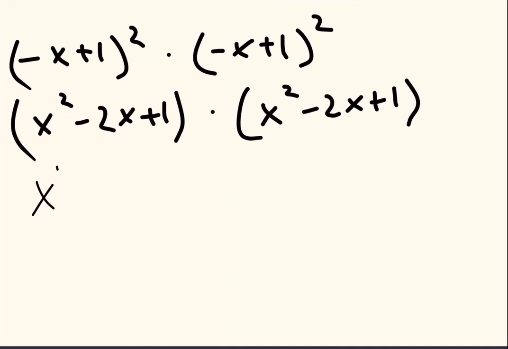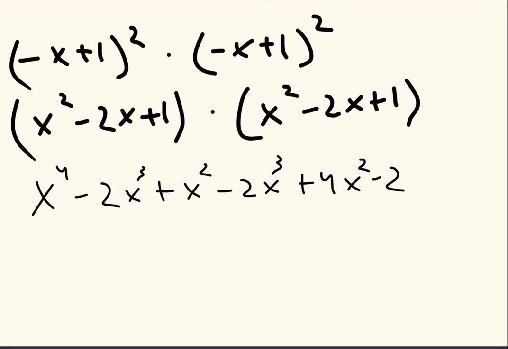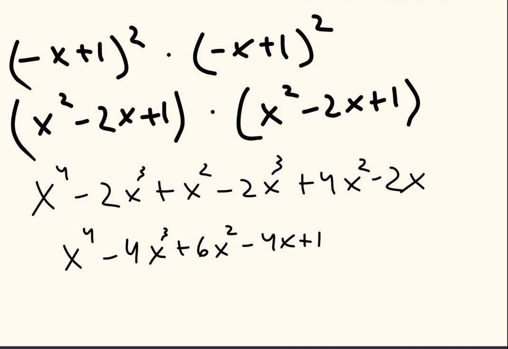Okay, and from there, you should get x to the power of 4 minus 2x cubed plus x to the power of 2 minus 2x cubed plus 4x squared minus 2x. And just to simplify it, add like terms, you should get x to the power of 4 minus 4x cubed plus 6x squared minus 4x plus 1.